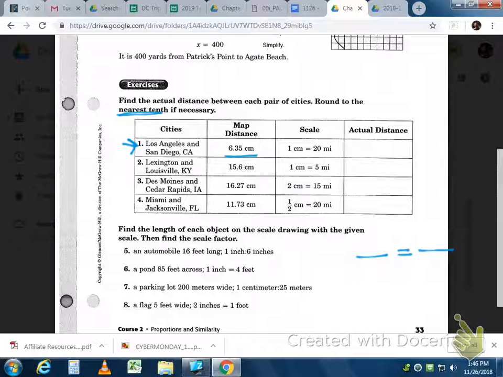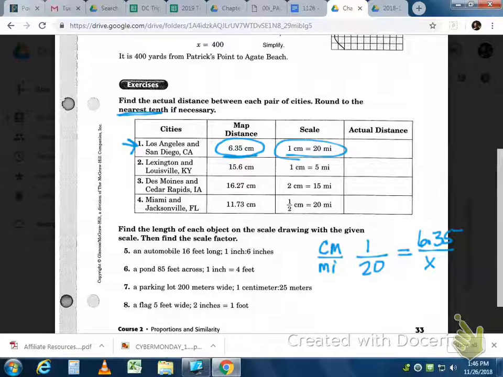Make sure you write these notes to yourself. Now, what are the two things that we're comparing? What's in the scale? 6.35 and 20. But what's the units of measure that we're comparing? Centimeters to miles. Centimeters on top and miles on the bottom. If I look at the scale, 1 centimeter to 20 miles, where's the 1 going to go, top or bottom? Top. 1 centimeter to 20 miles on the bottom. And now it says 6.35 centimeters. So where do I put 6.35? Top, because it's centimeters.